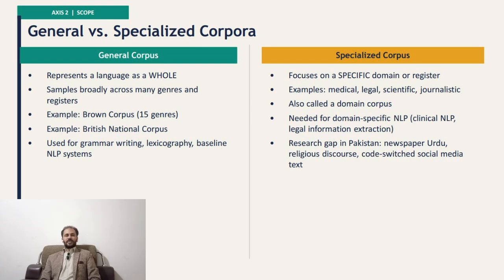General versus specialized corpora. A general corpus is designed to represent a language as a whole. It samples broadly across many different genres, registers, and domains. The Brown corpus and BNC are general corpora. A specialized corpus, also called a domain corpus, focuses on a specific subject area or register. Medical corpora, legal corpora, scientific corpora are all specialized corpora.